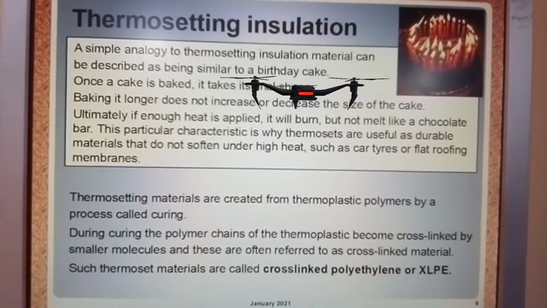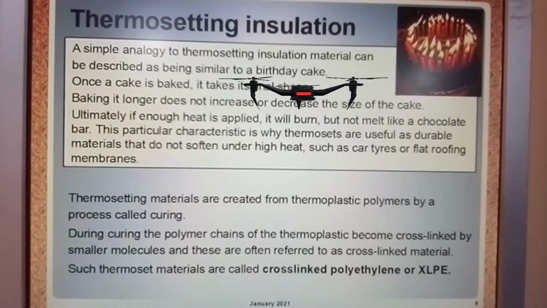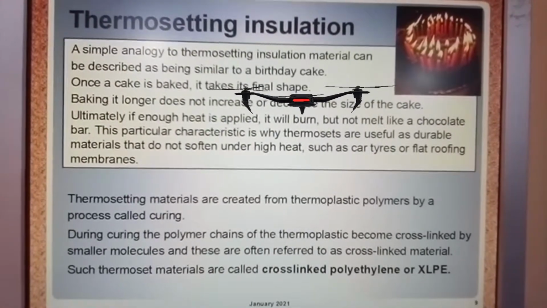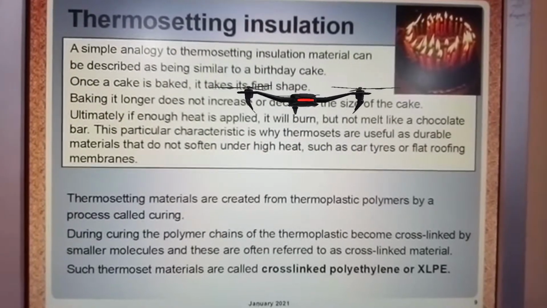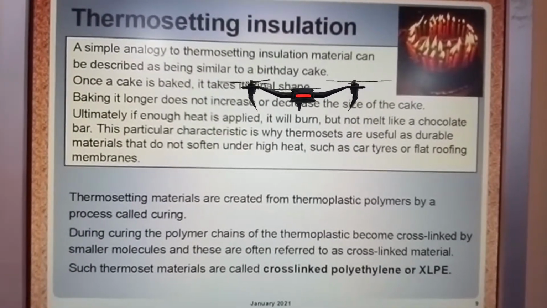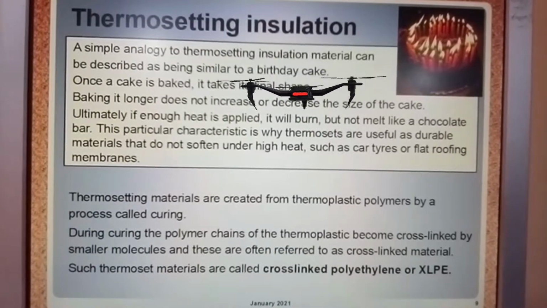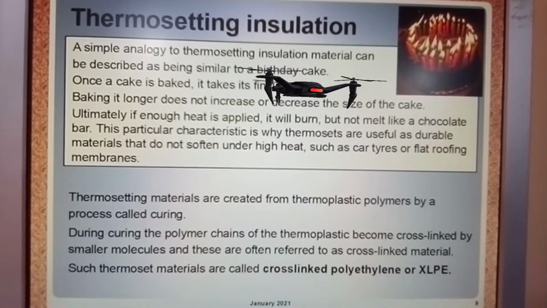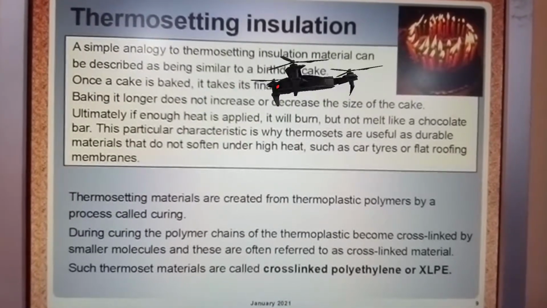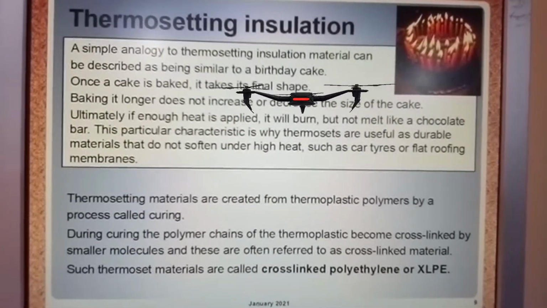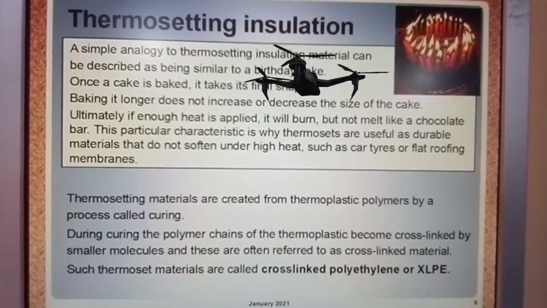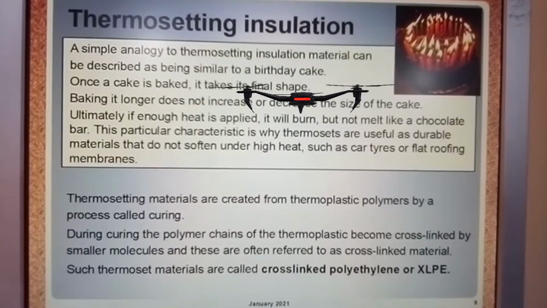Therefore, thermosetting materials are created from the thermoplastic polymers by a process called curing. During curing, the polymer chains of the thermoplastic become cross-linked by some smaller molecules, and these are often referred to as cross-linked material. Such thermoset materials are called cross-linked polyethylene, or XLPE.